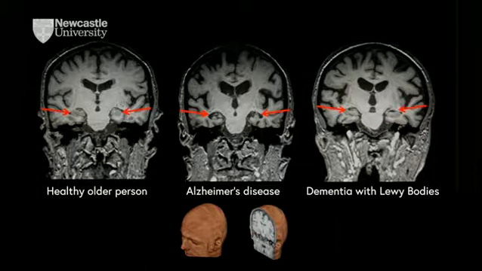On the right-hand side here is the scan from a person with a different type of dementia, called dementia with Lewy bodies. We can see that in this person the hippocampus has been affected much less, which is a characteristic of dementia with Lewy bodies, and means that people with this type of dementia have less problems with memory than people with Alzheimer's disease.